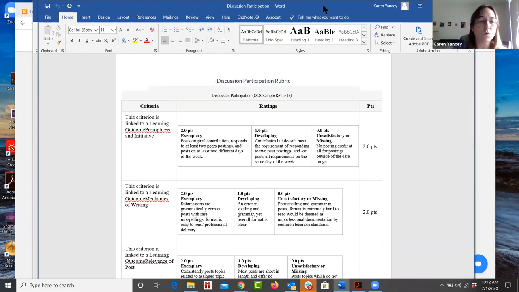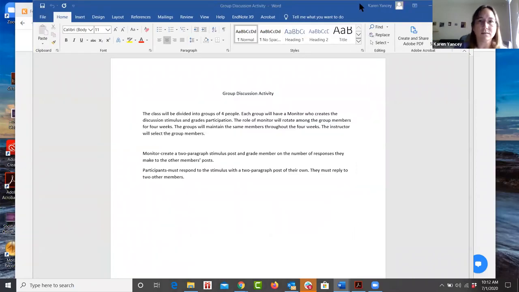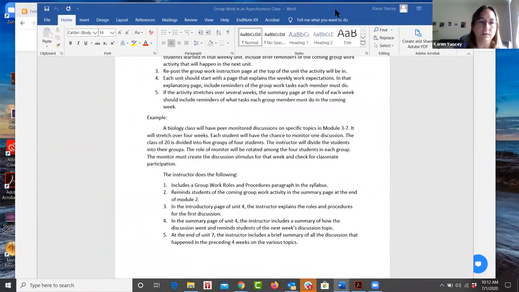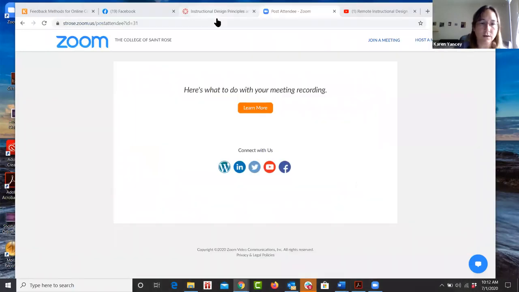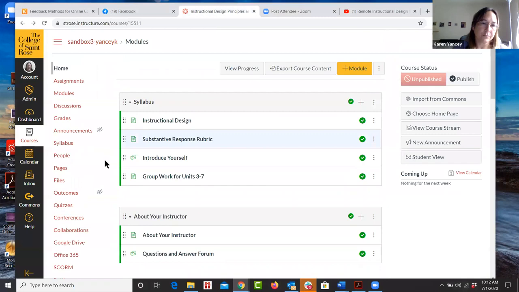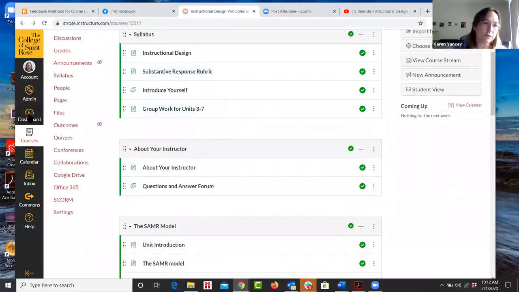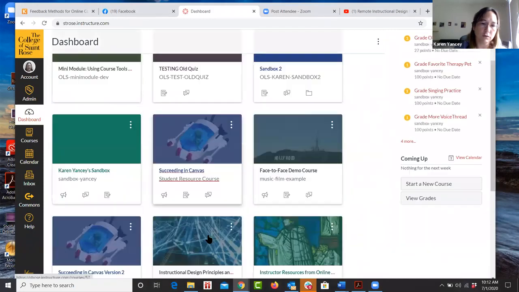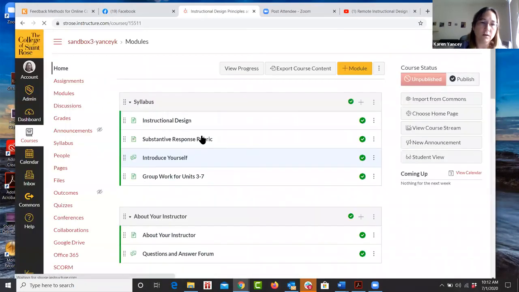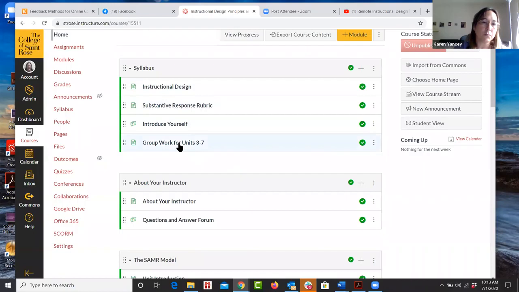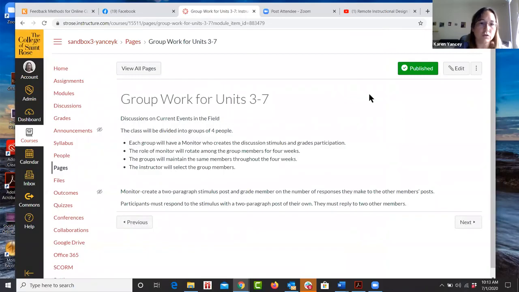Now I'm going to show you one of my classes that has this structure in it. Let's see, instructional design. Just a minute, let's try this. It should be, yes, it is this one. You'll see that I have the substantive response rubric attached in my first module, which I labeled syllabus. There is the prep page at the very beginning that has the explanation of what we're going to do later in the semester, so be aware.